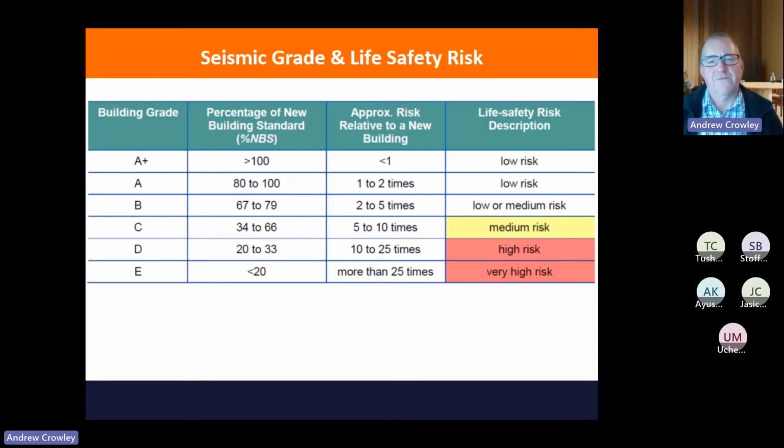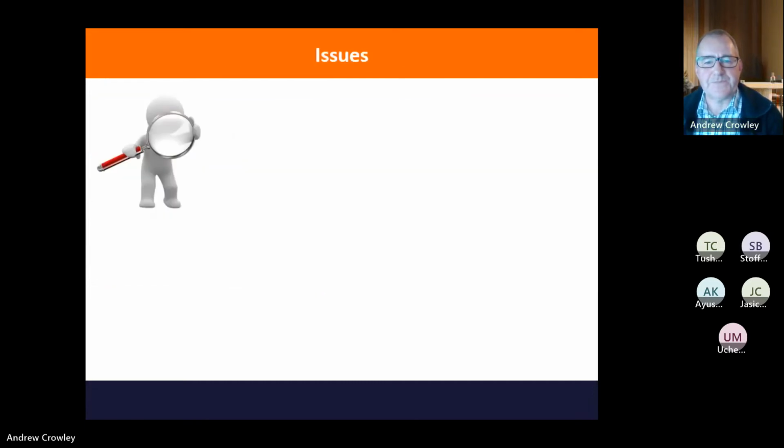Okay, here is our risk explained again for each of our seismic grades. And as we've mentioned before, A and A plus, no problem at all. If it's E, then you've probably got a problem with your building, and it's more than 25 times riskier than a normal building. But bear in mind what we said before, that's relative to a brand new building. And remember that we've said that the chances of fatality in a modern building are 1 in a million, which is roughly the chances of a fatality from a lightning strike in New Zealand.